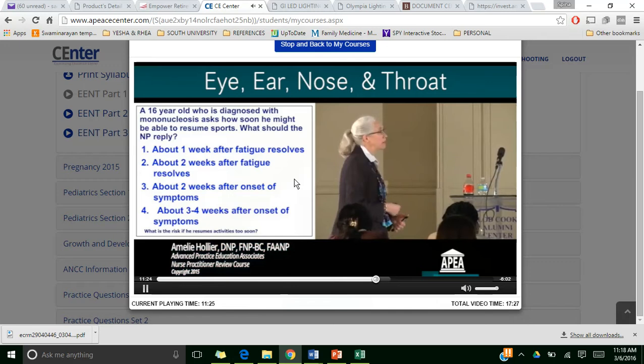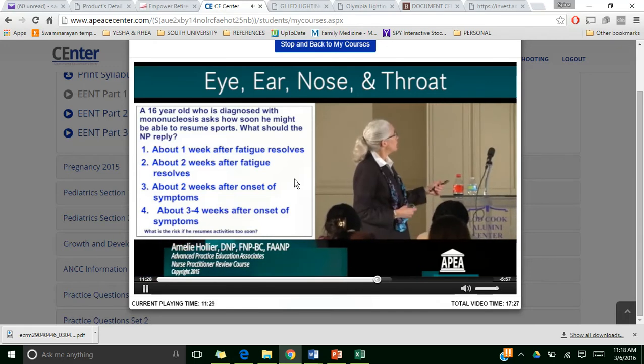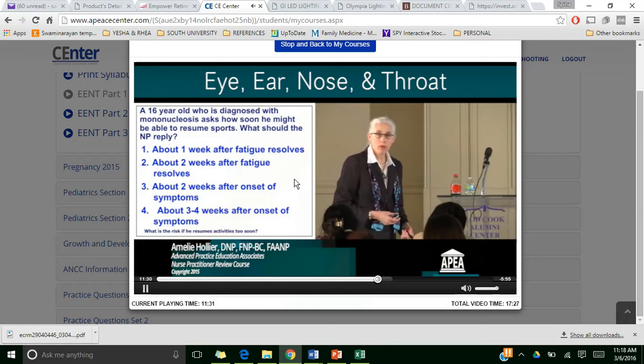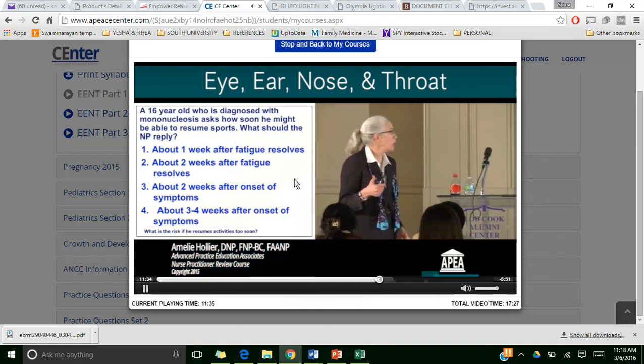And so suppose he had an enlarged spleen and he resumed activities too soon. Theoretically, what could happen? A splenic rupture, right? Bad for business. All right, let's keep going.